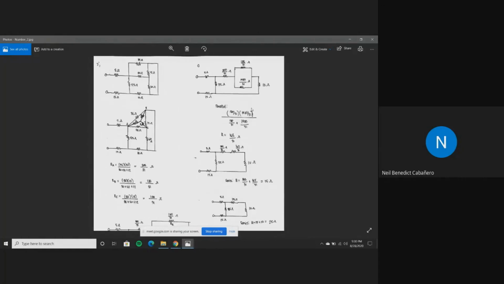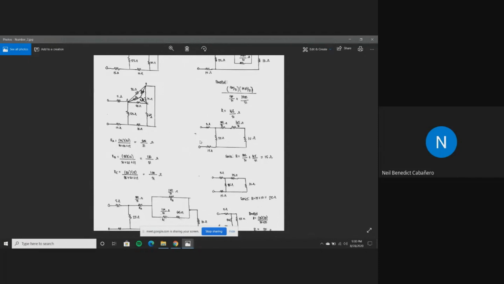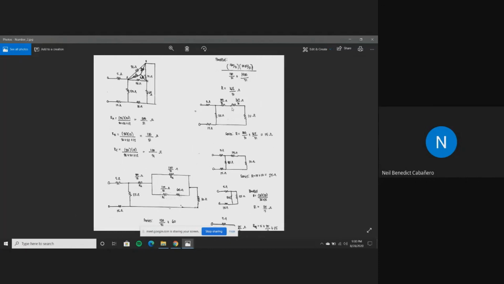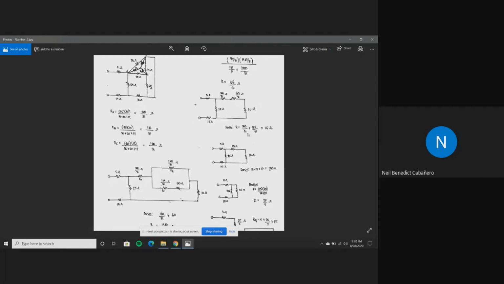Then, after combining the two resistors in parallel, we now have this circuit. And in this circuit, we can observe that these two resistors are now in series again. So, to find the total resistance, just add both of them. 300 over 31 plus 165 over 31 is equal to 15 ohms.